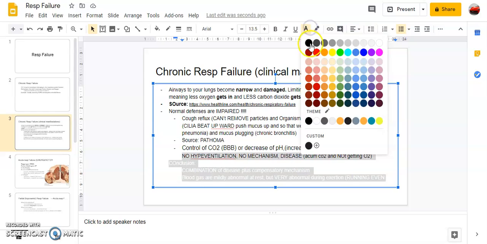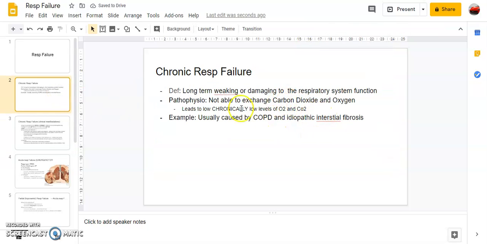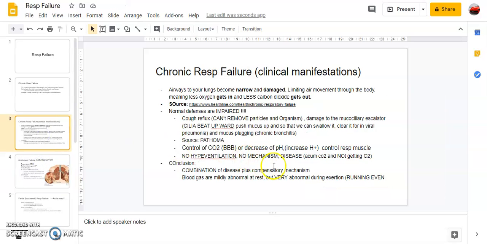When you have disease, like COPD and interstitial fibrosis, you also have compensatory mechanisms, so you're having hyperventilation or you're having this mucus. That's what leads to chronic respiratory failure. So it's a combo of these two. The main thing that it affects is our blood gases. Your blood gases are going to be quite abnormal in the resting state, but when you're exerting or exercising or running, that's when it really gets affected, because you already have low oxygen.